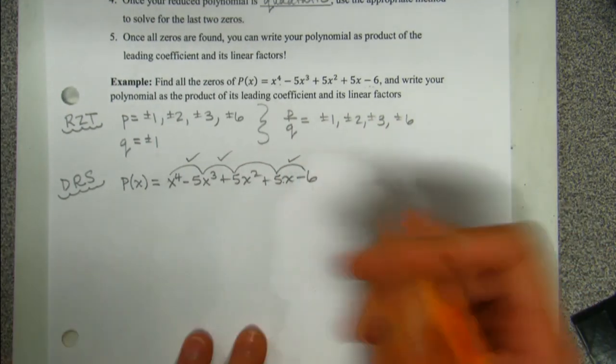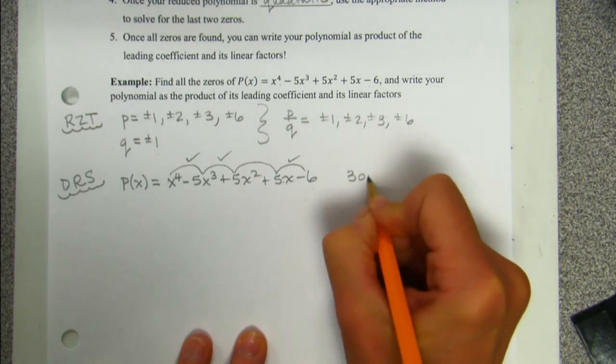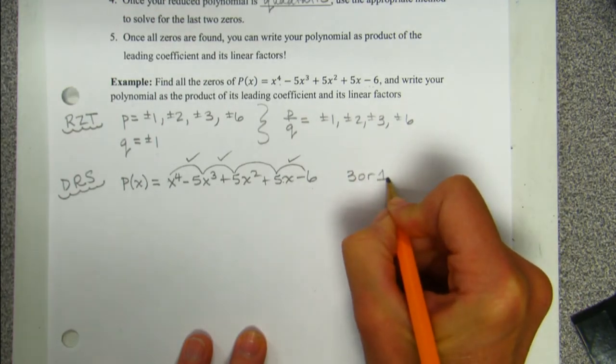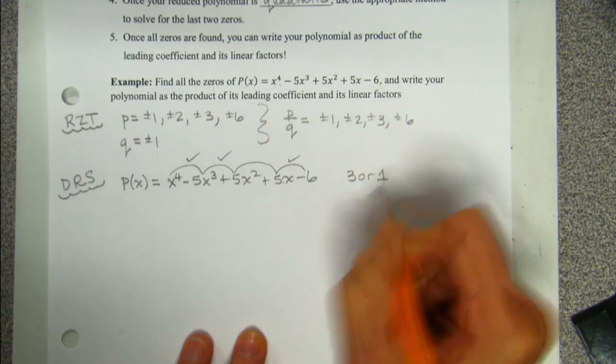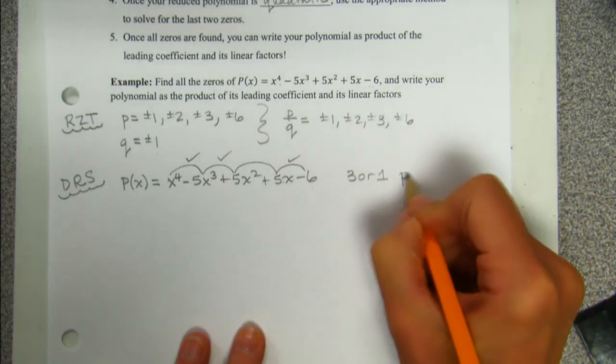3 sign changes. That tells me that there's 3 or 1, because you remember you have to subtract 2 until you get down to either 1 or 0. 3 or 1 positive zeros.